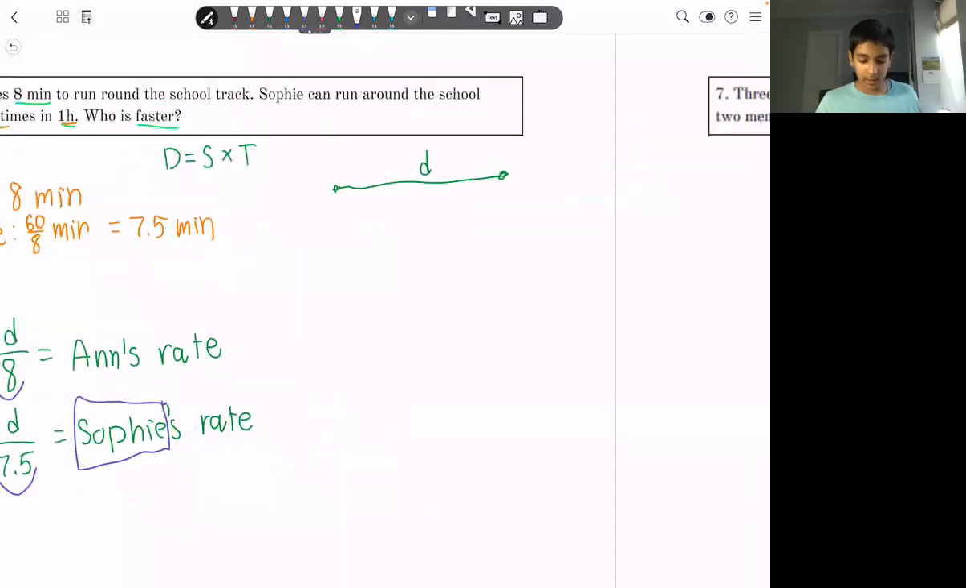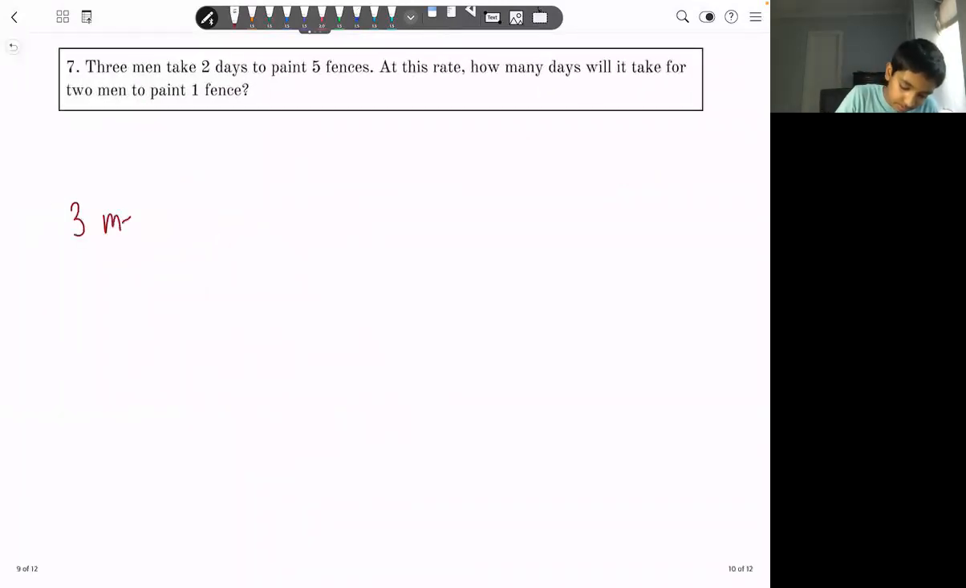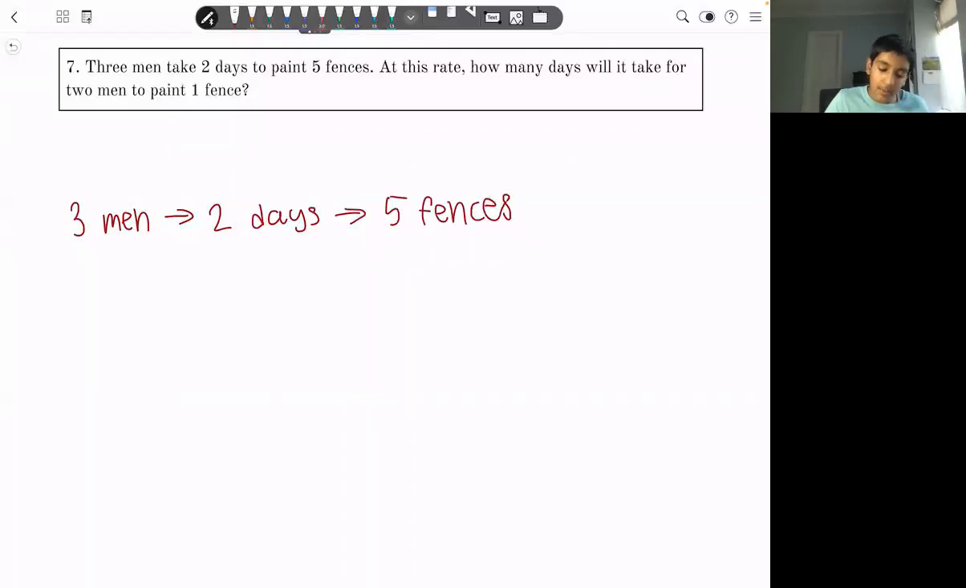Let's move on to the next problem. So this is again one of those problems where you change one thing at a time. So 3 men can take 2 days to paint 5 fences. How many days will it take for 2 men to paint 1 fence? So try to use that 2-step approach, change one thing at a time, and try to get the answer.